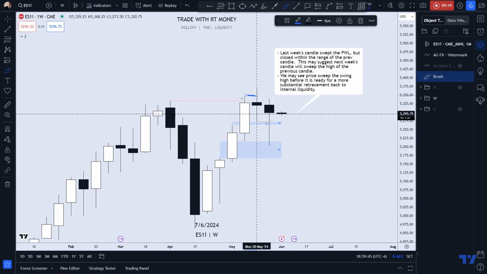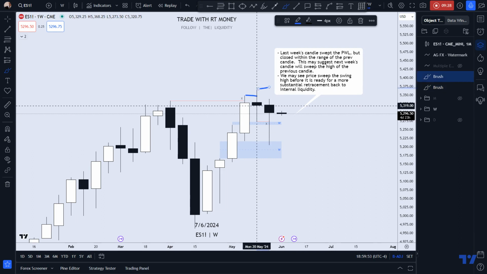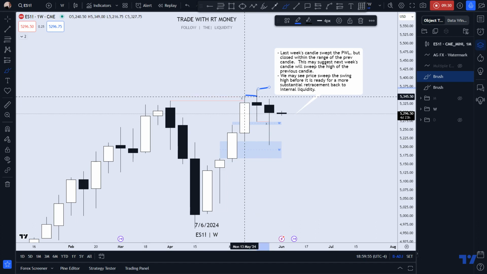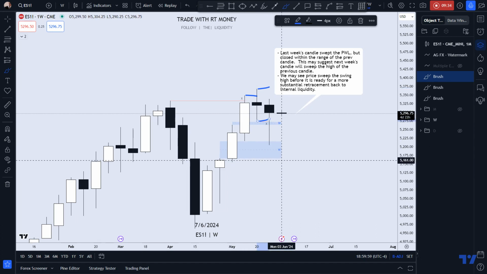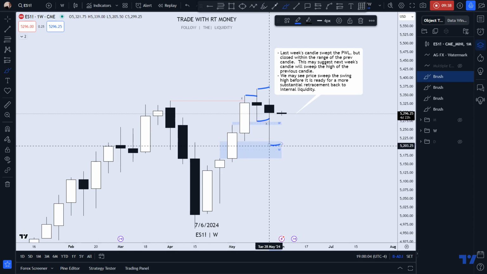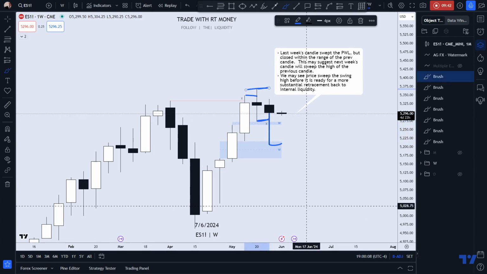The next candle is what I described earlier. It didn't take out the high, just like before. So what happened? It took out the low of the previous candle. But look what it did. It traded back within the range of that previous candle. So what do we think about this new candle that's going to happen here?